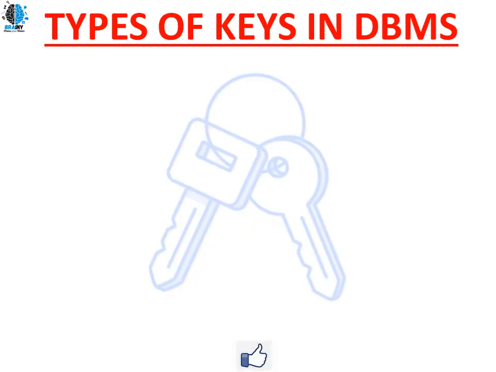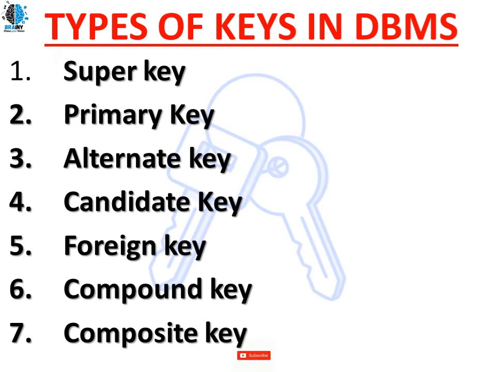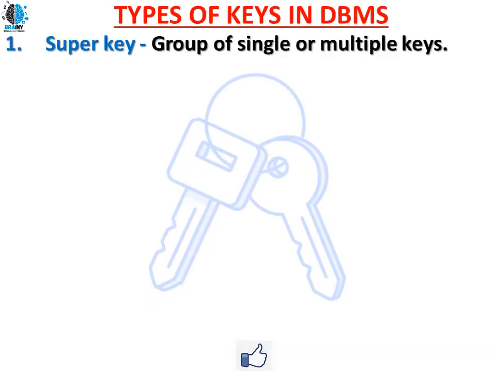So let's see the types of keys we have in database management system. We have these different keys in database management system: super key, primary key, alternate key, candidate key, foreign key, compound key, and composite key. So all these are seven different types of keys; many more different keys are there, but these are much more important keys. So let's start with this. What is a super key, primary key, alternate key, candidate key, foreign key, and compound as well as composite key?